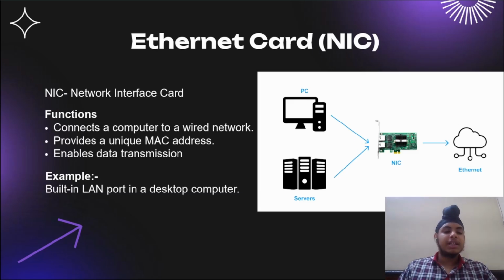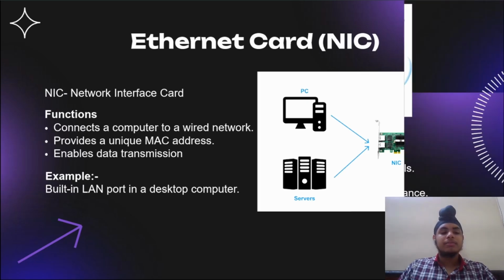Every single NIC has a different MAC address, which is something different from an IP address. A MAC address is permanent, it cannot be changed, but IP addresses change. It's the permanent number of your computer, that is the MAC address. Example of an Ethernet card is the built-in LAN port in a desktop computer. Now let's move on to the next slide.